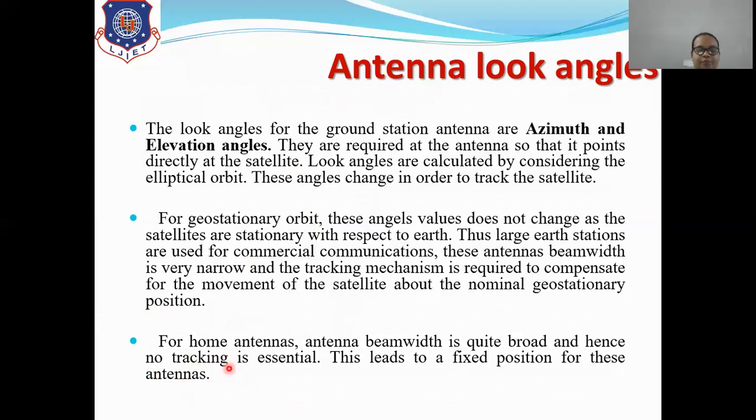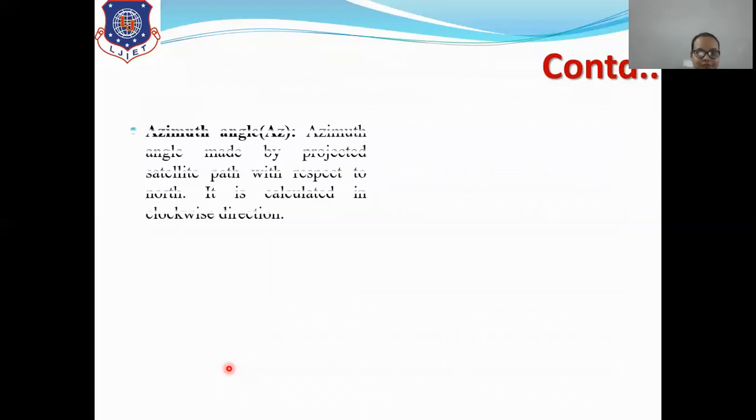Clear? Now, how it can be calculated, we will see the procedure one by one. So first of all, let us discuss what is the azimuth angle and what is the elevation angle. First of all, what is the azimuth angle? It is denoted by Az. The azimuth angle is made by the projected satellite path with respect to north.